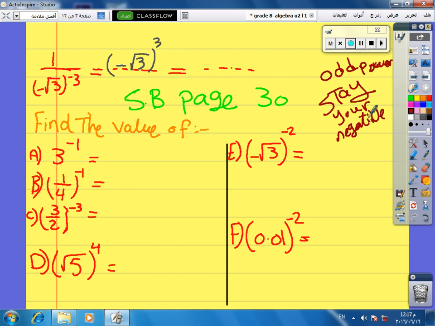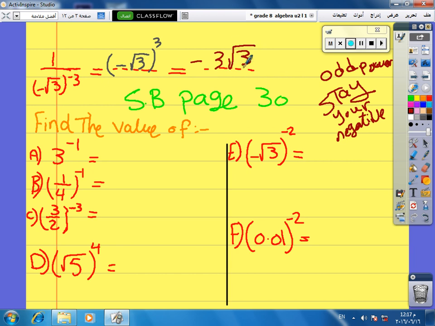I said before, when you have an even power, it cancels your negative. But when we have an odd power, your negative stays. So the first thing I will write here is negative. Square root 3, I will repeat it 3 times to become 3 square root 3.